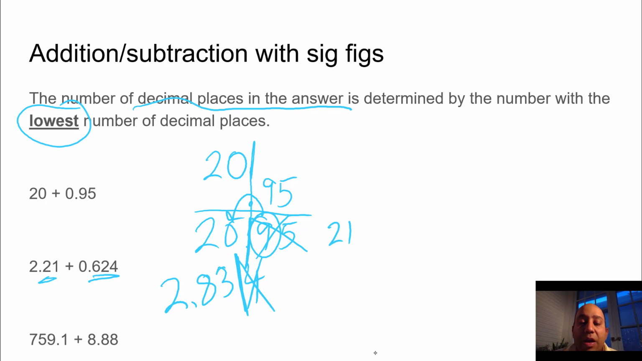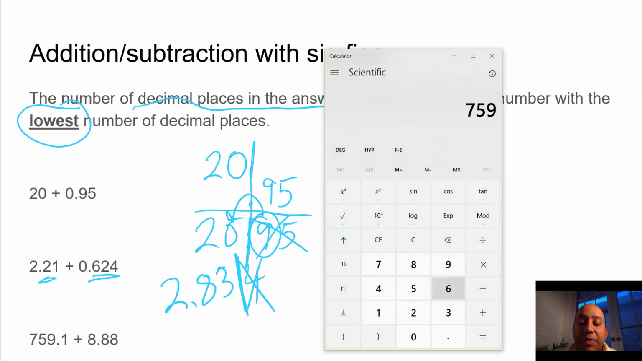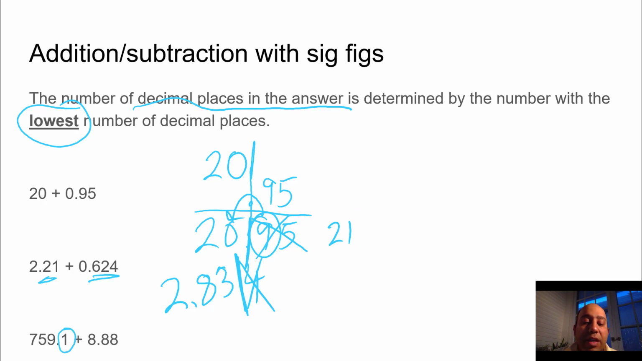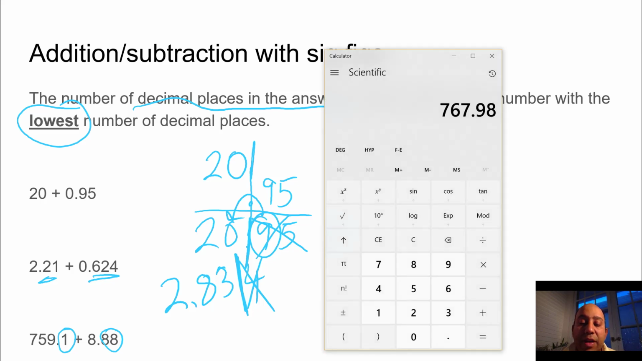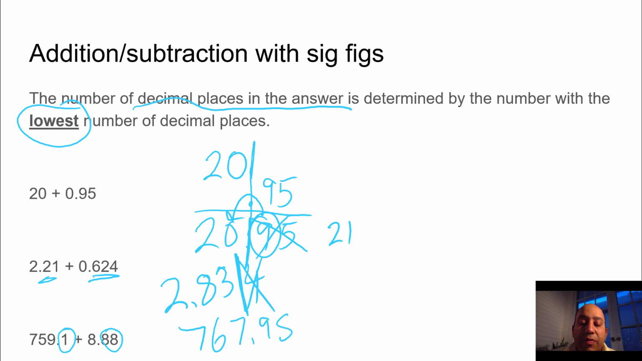Now you should try the last one by yourself. Okay, now that you've tried it by yourself, you can check it. You put it in the calculator: 759.1 plus 8.88, and you see it's 767.98. In this number there's only 1 decimal place, and here there's 2, so your answer has to have only 1 decimal place. So it's 767.98. If you only have 1 decimal place, you can cut it off right there, and that rounds up, which rounds that one as well. So the answer is 768.0, still retaining that 1 decimal place.